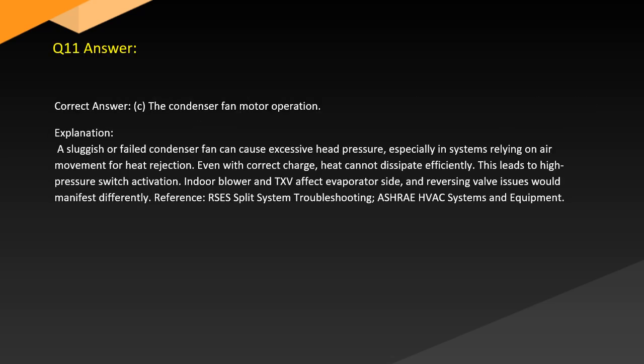Answer. Correct answer: C. The condenser fan motor operation. Explanation. A sluggish or failed condenser fan can cause excessive head pressure, especially in systems relying on air movement for heat rejection. Even with correct charge, heat cannot dissipate efficiently. This leads to high pressure switch activation. Indoor blower and EXV effects would impact the evaporator side, and reversing valve issues would manifest differently. Reference: ASE's split system troubleshooting, ASHRAE HVAC Systems and Equipment.